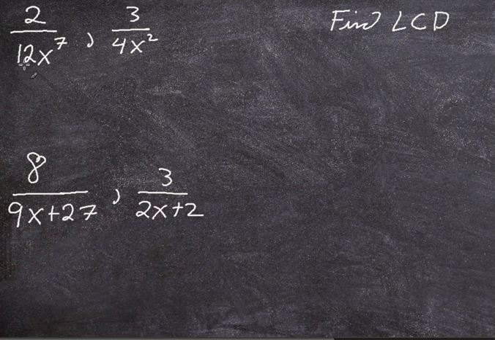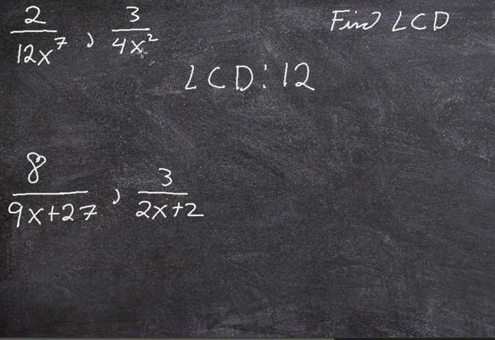So 2 over 12x to the 7th, 3 over 4x squared. I don't actually want to add these. I just want to talk about what the LCD would be. So between 12 and 4, what would the LCD be? I would argue that it'd have to be 12. I can turn a 4 into a 12, but I'm not going to turn a 12 into a 4, so that would have to be 12.